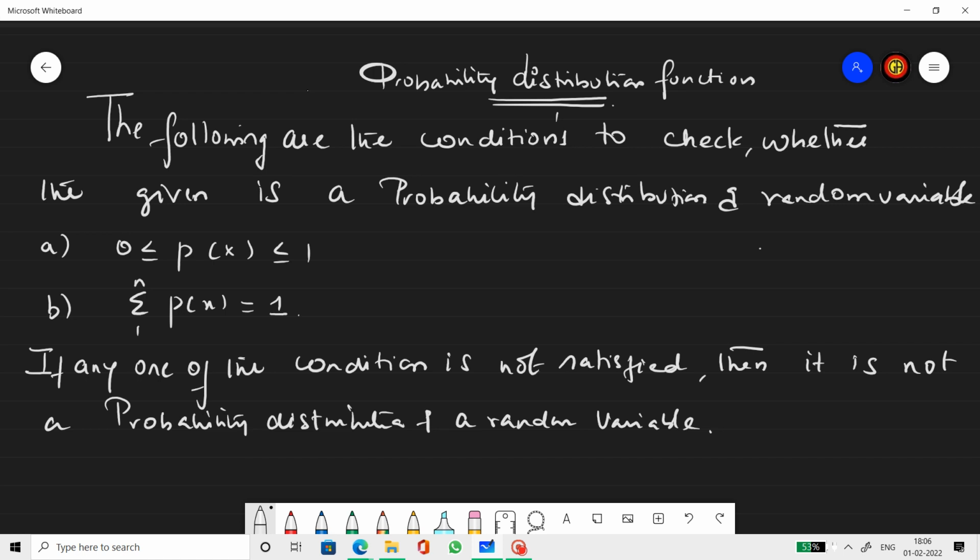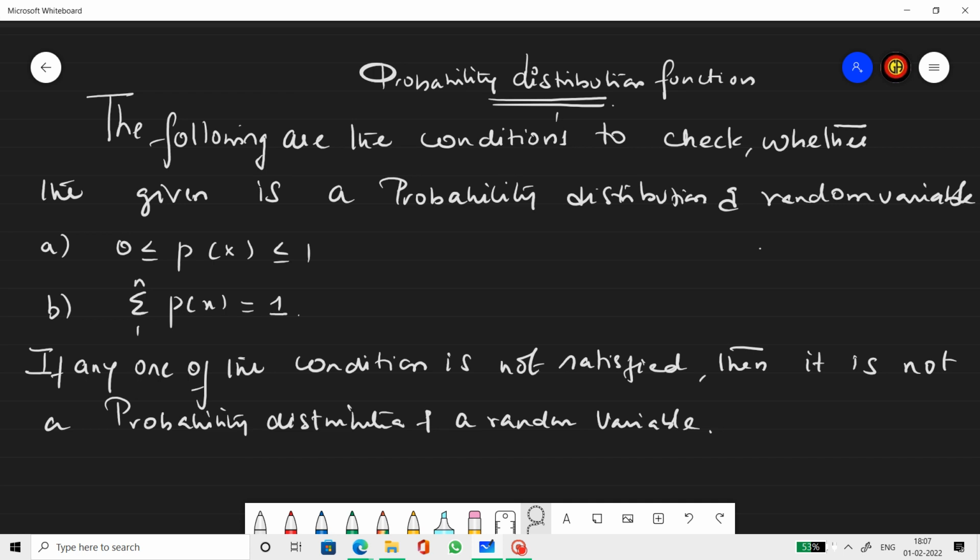Now before I start, let me explain the basis of checking whether the given table is a probability distribution function or not. In order to see whether the given table is a probability distribution function, we need to check two conditions. First one, see whether the probability value is between 0 and 1. Every probability value between 0 and 1. Then the total probability must be 1.